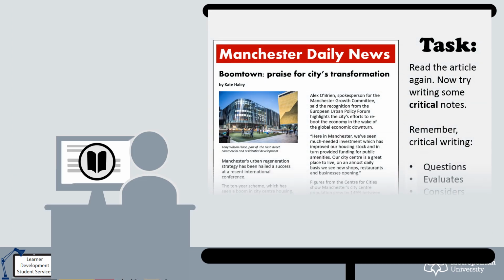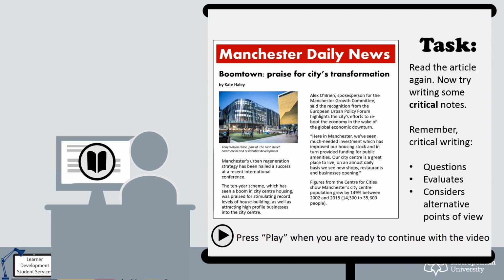So here is our article again. You should be familiar with the basic content now. If you've already made some descriptive notes, you will, in effect, have summarised this or picked out some key details already. Now your task is slightly different. Read the article again, but try some critical writing. Remember that critical writing questions, evaluates, or considers alternative points of view. Again, pause whilst you think about this, and press play when you are ready to continue.